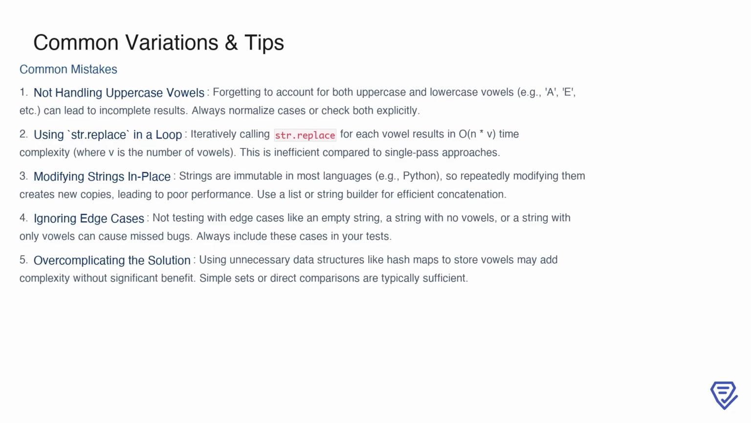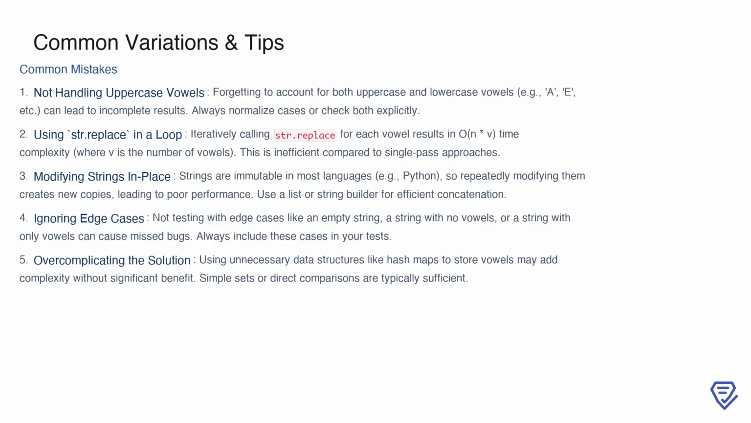Next, using str.replace in a loop can be very inefficient because each call creates a new string, leading to O(n*v) time complexity, where n is the string's length and v is the number of vowels. Instead, aim for a solution that processes the string in a single pass. Additionally, remember that strings are immutable in languages like Python, so modifying them repeatedly can lead to poor performance. A better approach is to use a list or string builder for efficient concatenation.